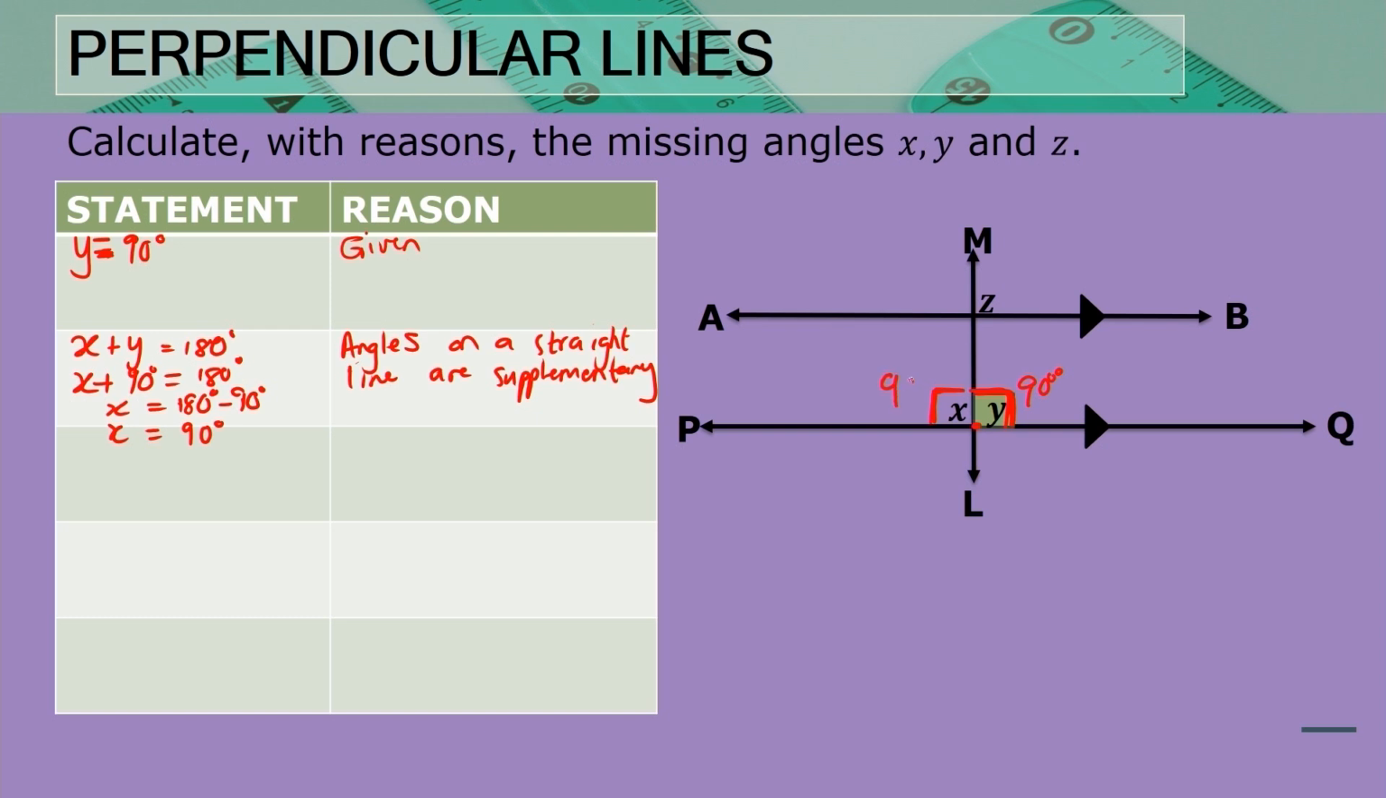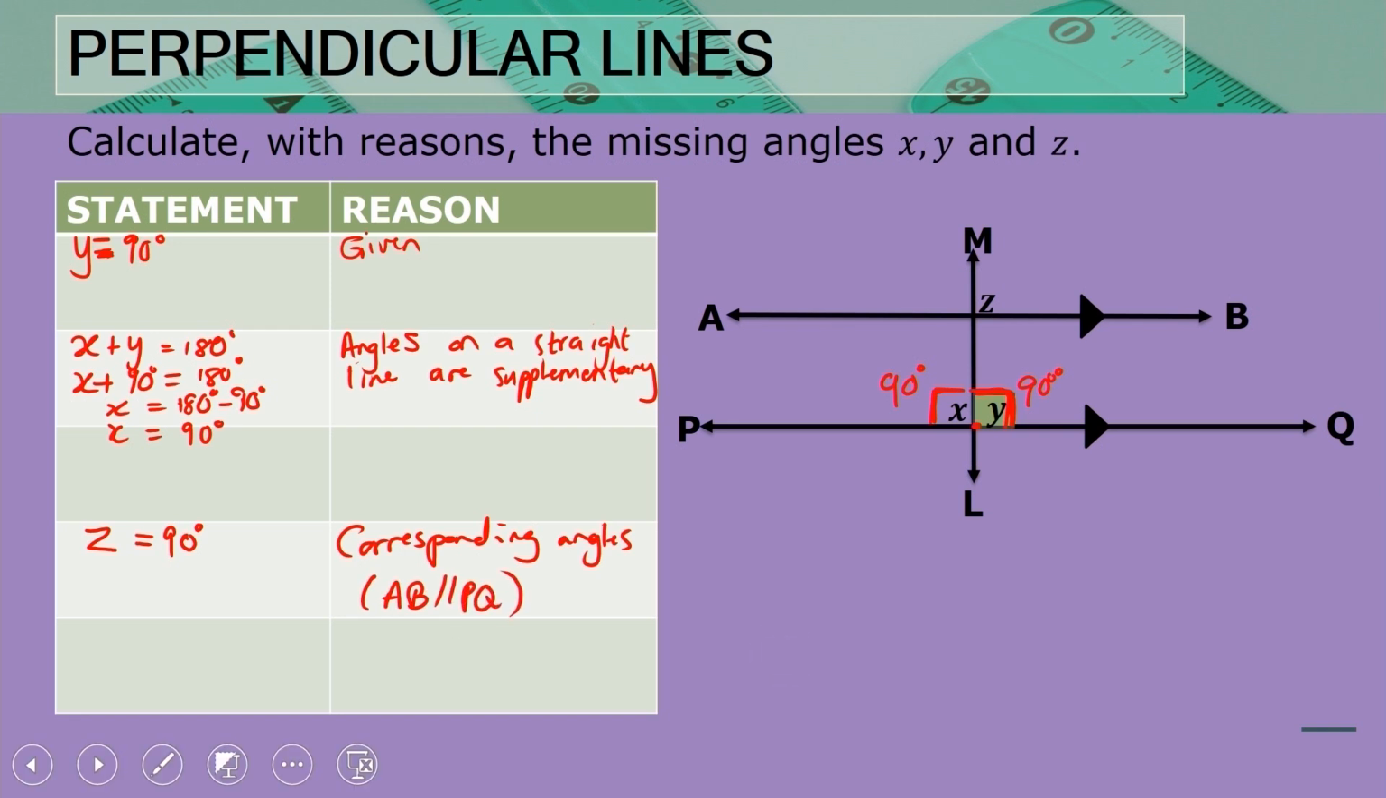What about that value for the Z? Now, when we look at the Z there, it is corresponding with the Y because they are in the same relative position and we have those parallel lines. So that means that Z is also equal to 90 degrees, and we can state as our reason there corresponding angles. And the reason why we say they are equal is because we can see that AB is parallel to PQ. And there we found the angles of X, Y, and Z.